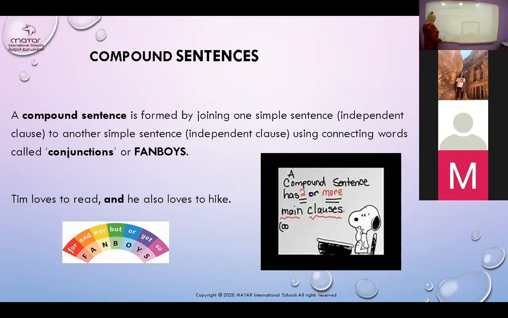So when you have an independent clause and another independent clause, you join them together using a conjunction. It's called a coordinating conjunction, or coordinators, or fanboys. Choose the word you like. Fanboys, look at this image. They are: for, it starts with F; and, starts with A; nor, starts with N; but, starts with B; or, starts with O; yet, starts with Y; so, starts with S. And these are all the fanboys.